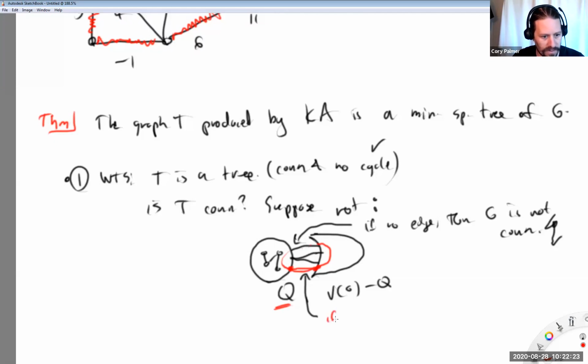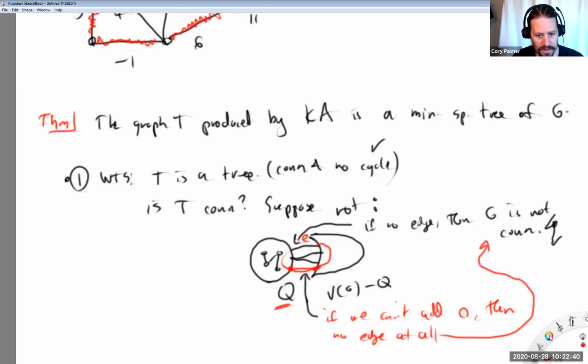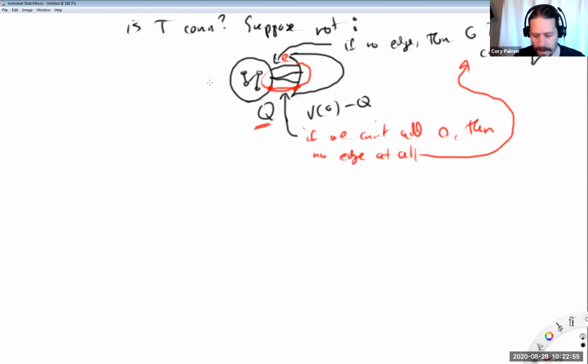So let's call this E. If we can't add E, then there's no edge across, and then no edge at all. And then we have the same situation, G is not connected. So if you have a component here, there's always edges incident to it that can be added to your T. Otherwise your graph wasn't connected in the first place. All right, so that tells us that it's connected.